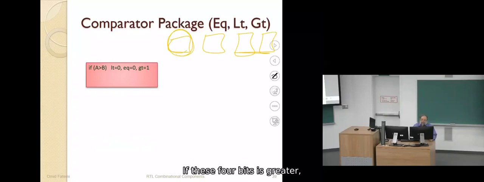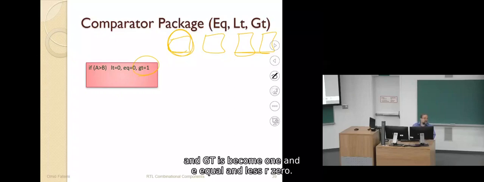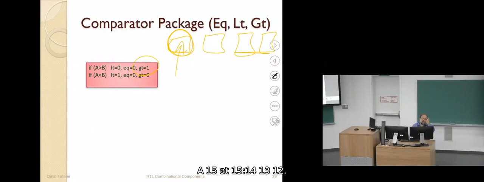If these 4 bits are greater, A of this 4-bit is greater, then for sure the whole thing is greater and GT is 1 and equal and less are 0. If this part is less, A15 to A12 is less than B15 to B12, then for sure A is less than B. Okay? But if A and B are equal for that part, then we have to go to this part again.